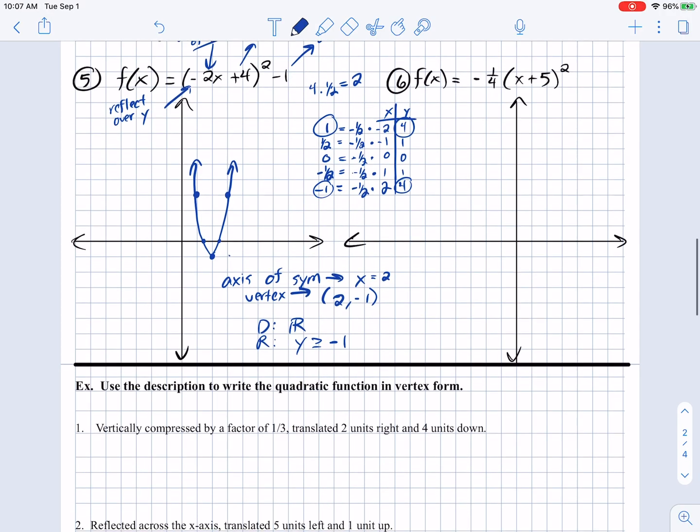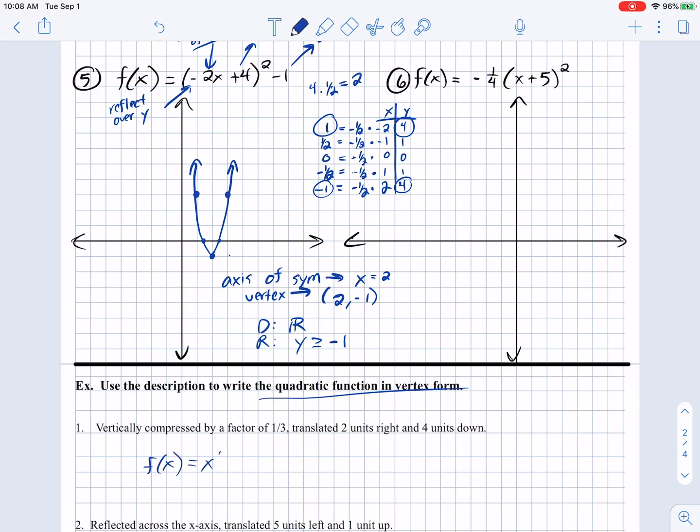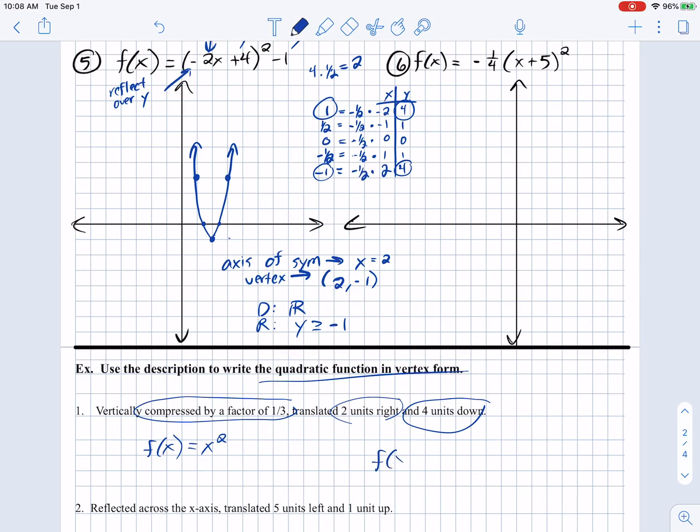Okay, the last thing you might be asked to do is write the quadratic function given a description. So apply these transformations to our parent function. Apply a vertical compression by a factor of 1/3, 2 units to the right, 4 units down. Your function would look like this. Remember, vertical compression goes in front, so the 1/3. 2 units to the right means I need an (x - 2) in parentheses, and then 4 units down means I need a -4 at the end. Okay? Might have some like that on the homework tonight.